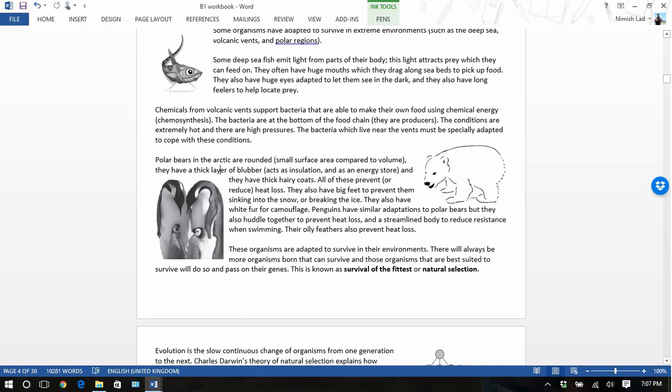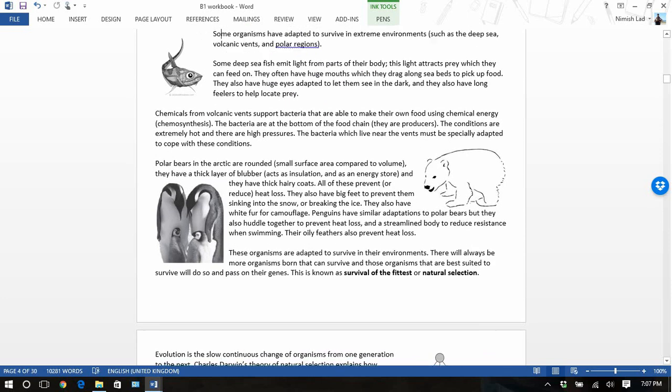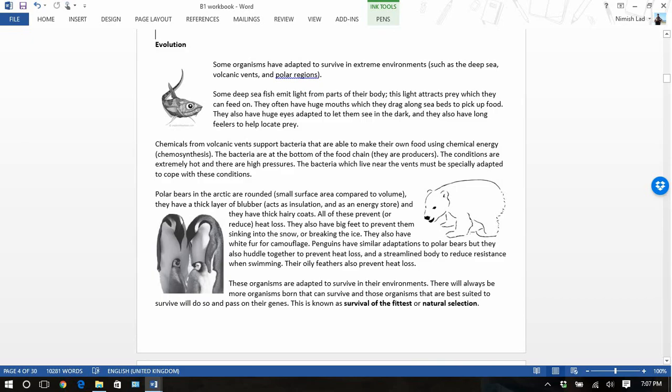Evolution. This is where Darwin took variation and really tried to understand why variation has come about and why certain species can really survive where they are. So some organisms have adapted to survive in extreme conditions like the deep sea, volcanic vents, or the polar regions.